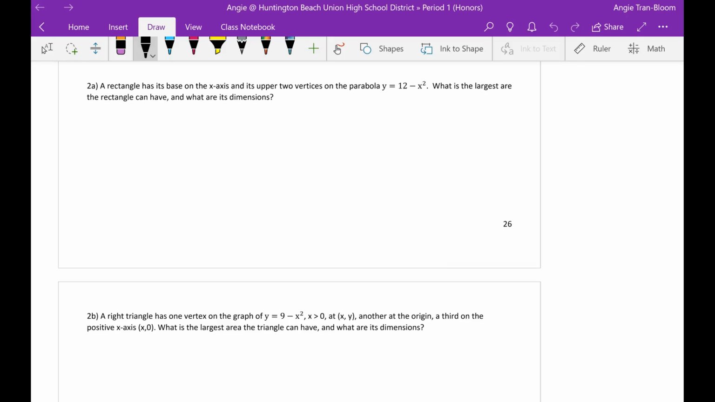Hey guys, all right. So this is a recording for 4.4 example 2. A rectangle has its base on the x-axis. So let's draw the x-axis and y-axis, because it looks like it wants that. A rectangle has its base on the x-axis and its upper two vertices on the parabola y equals 12 minus x squared.